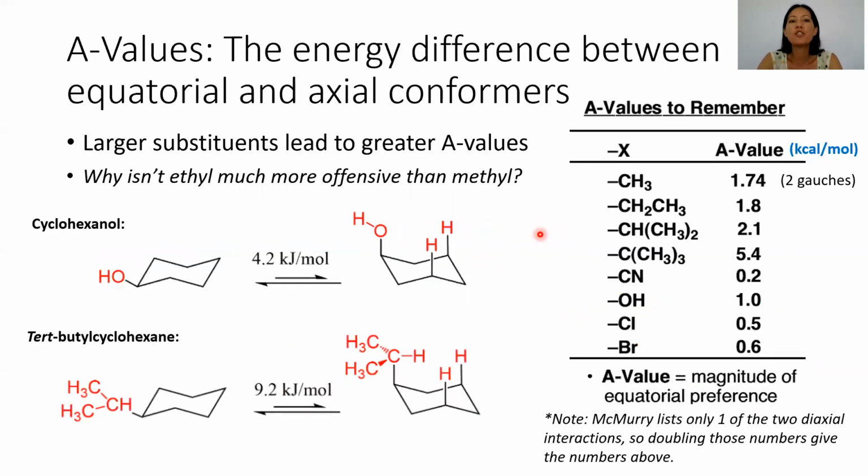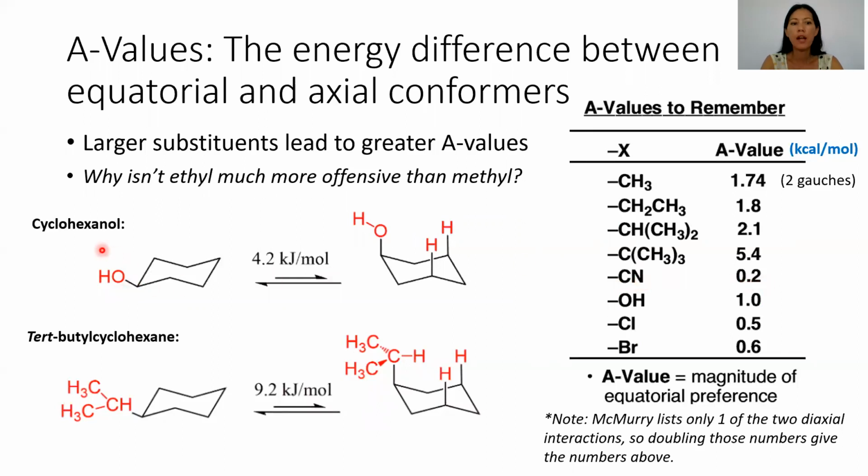Okay, different substituents have different values for the A13 strain. We also call that A value for short. And so let's see, larger substituents are going to be worse and have greater A13 strain. If you have a tert-butyl group, it's 5.4 kcals per mole. If you have something smaller like a nitrile, that's going to be 0.2.